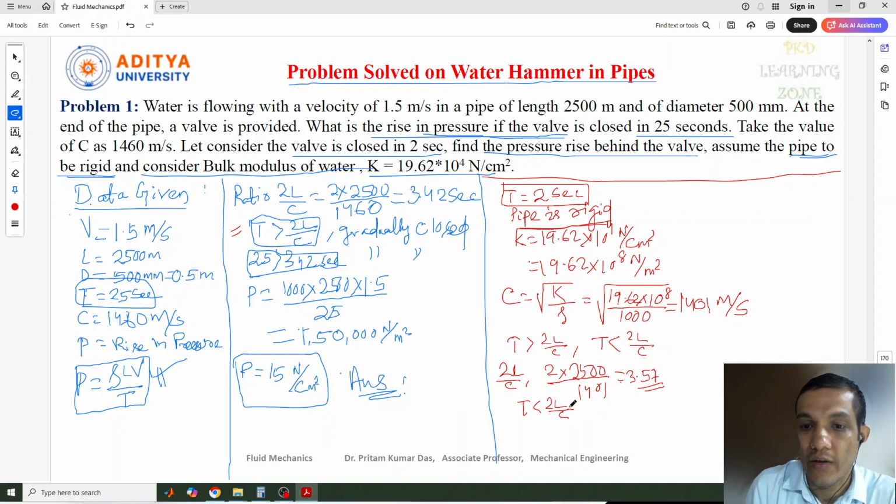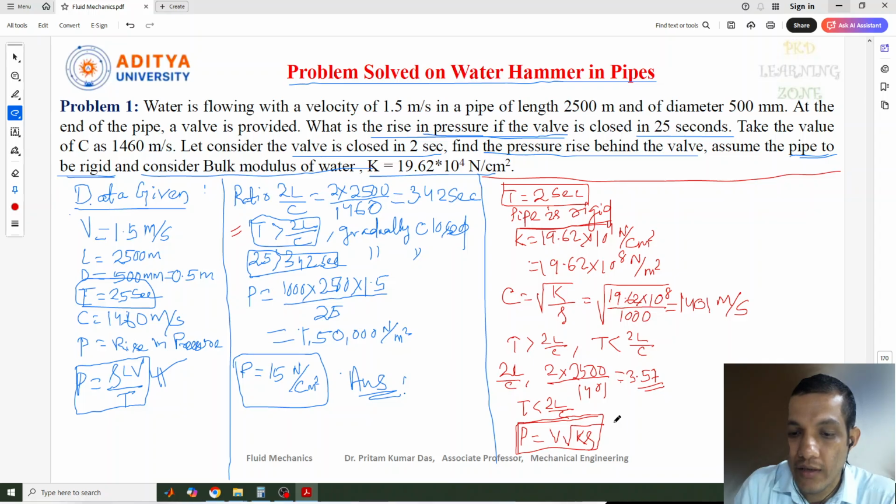For this condition we need to use a different pressure formula. The pressure rise for this condition, we need to consider P equal to V into root over of K into rho. So this is the formula of pressure rise when T is less than 2L by C. Here again we put in the values. The velocity value 1.5 is given, and root over of K value, 19.62 into 10 to the power 8, and rho value is 1000. So if you solve this, you can get the value of pressure.